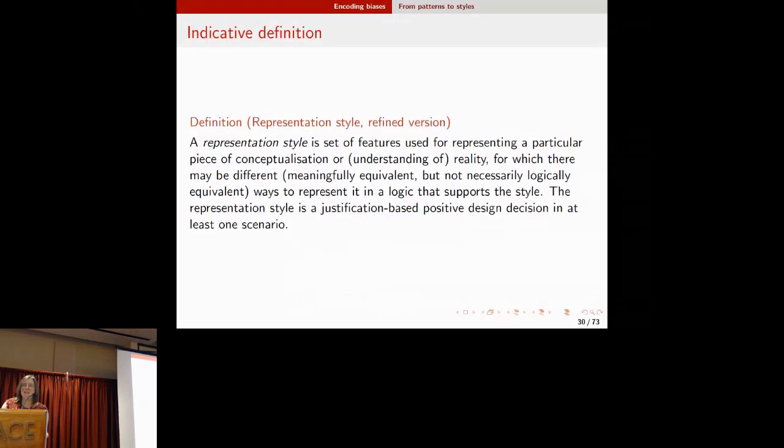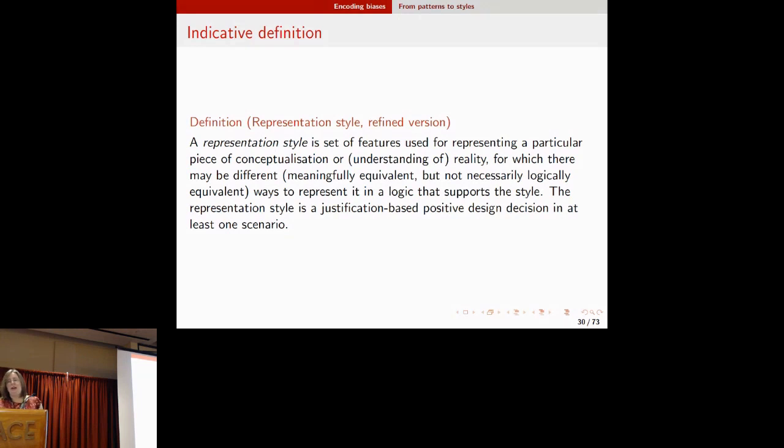To make a long story short, just to clarify, we're talking about a style. Eventually, we had a notion of representation style or modeling style. It is a set of features used for representing a particular piece of conceptualization. For those people who want to represent conceptualizations or reality or understanding of reality, we don't care for that one. We have a general definition for which there may be different, meaningfully equivalent, but not necessarily logically equivalent ways to represent it in a logic that supports that particular style.